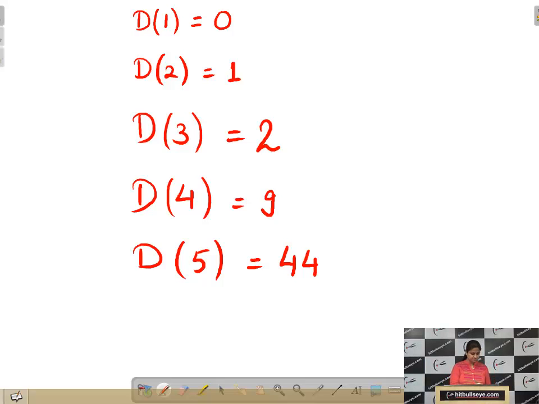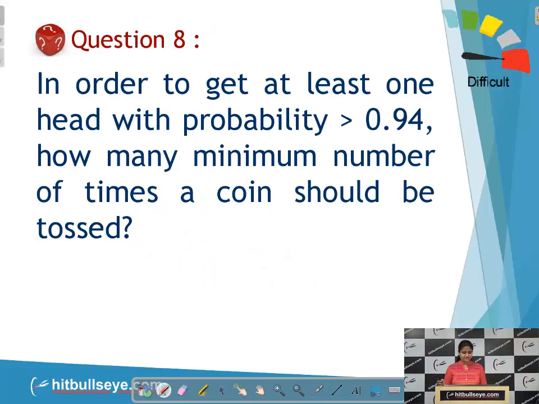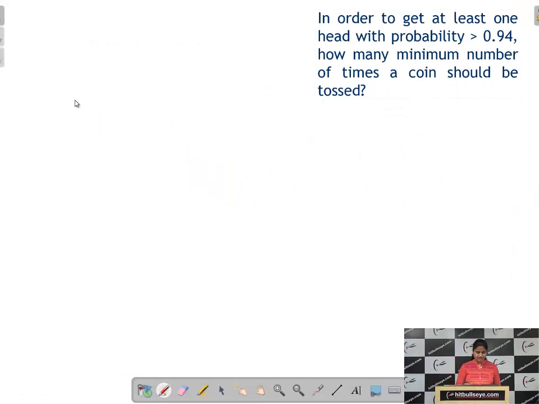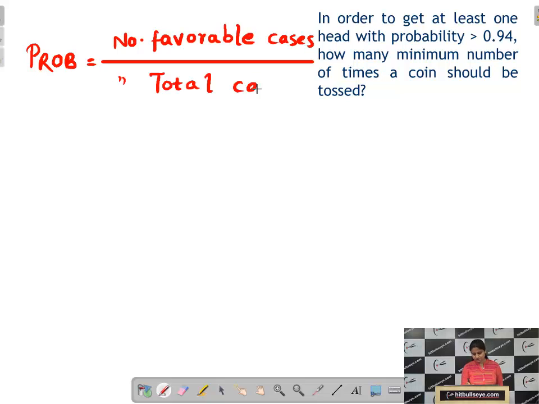Now the next question. In order to get at least one head with probability greater than 0.94, I mean 94%, what is the minimum number of times a coin should be tossed? First of all, what do you mean by probability? What is the probability formula? That is number of favorable cases divided by number of total cases. So we are going to apply this probability formula.